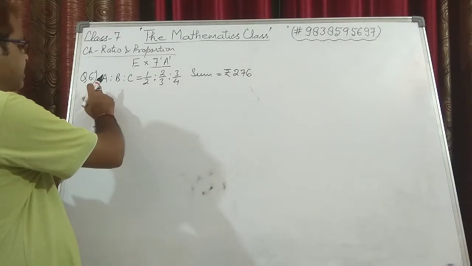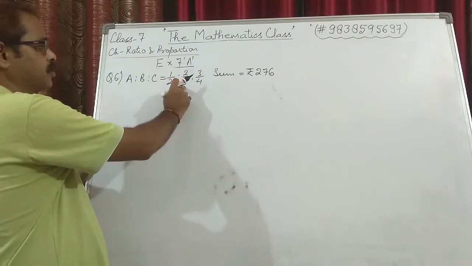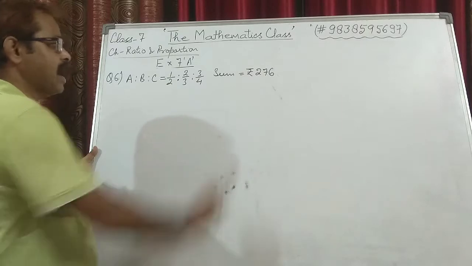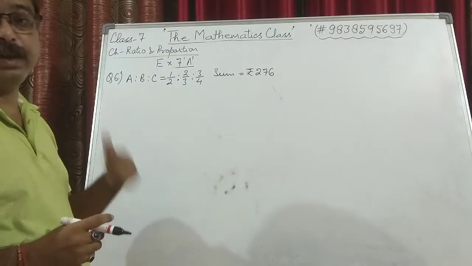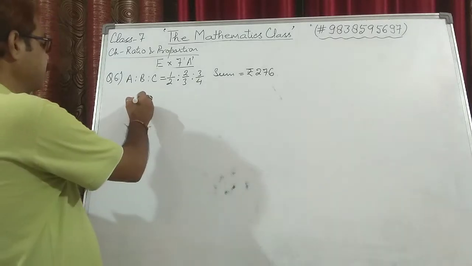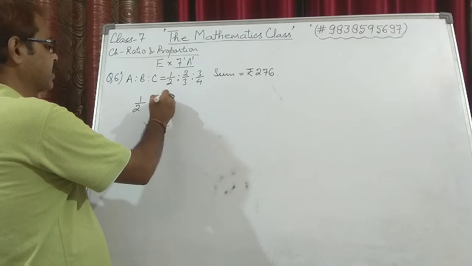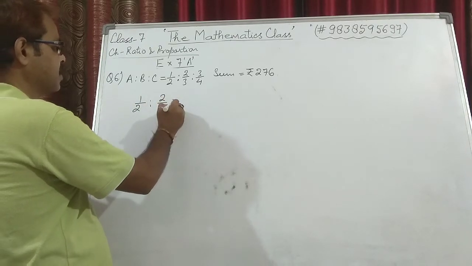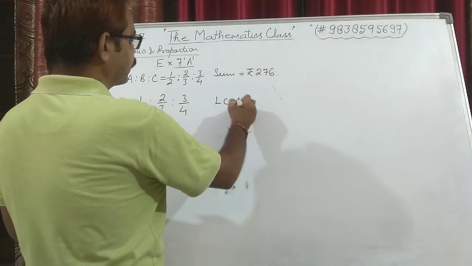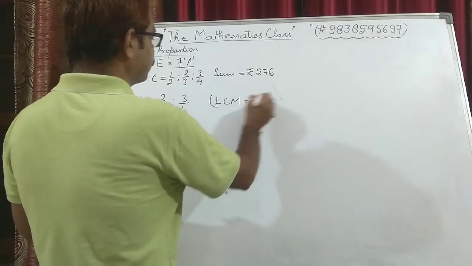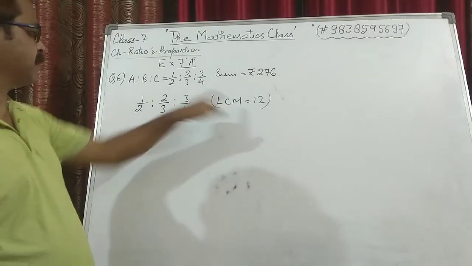Now they say there are 3 numbers, A is to B is to C, and the ratio is 1 upon 2 is to 2 upon 3 is to 3 upon 4, and their sum is 276. We have to find the share of A, B and C separately. If the ratios are given in this form, first of all, we take the LCM of the denominators. The LCM of 2, 3 and 4 is 12. Then we multiply by the same number.